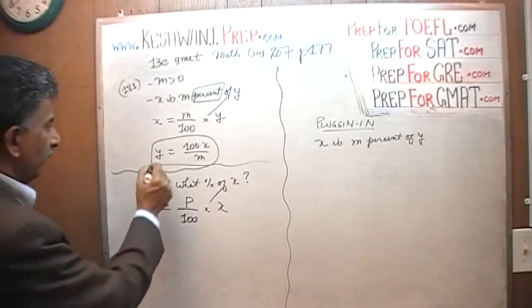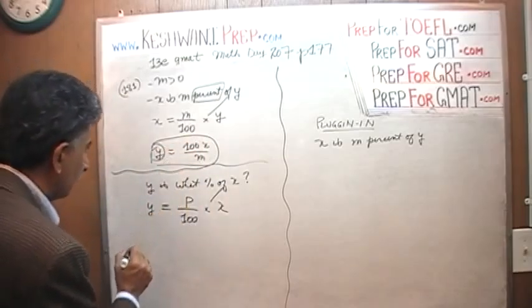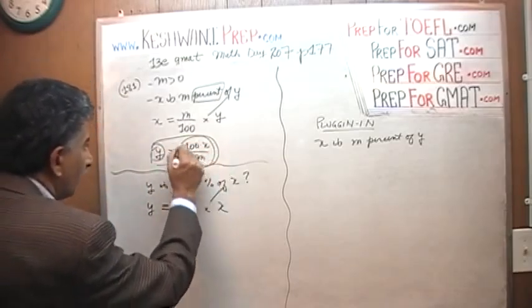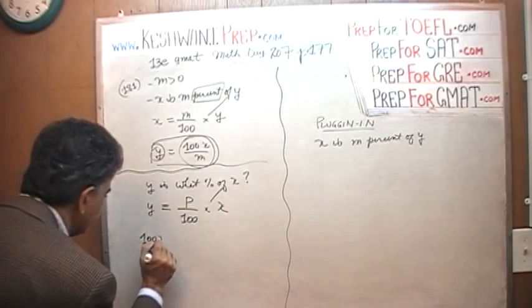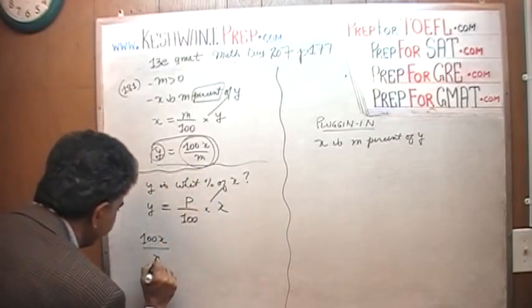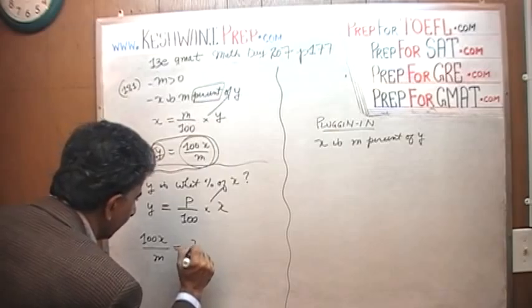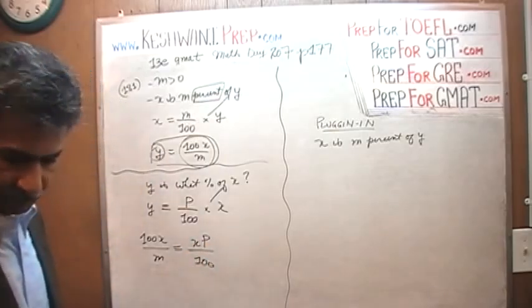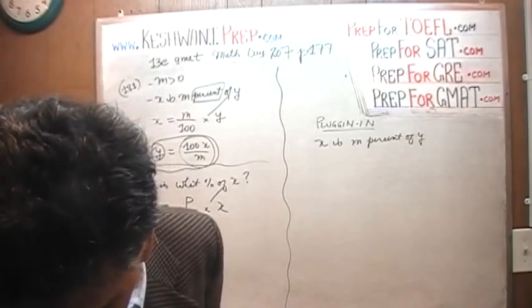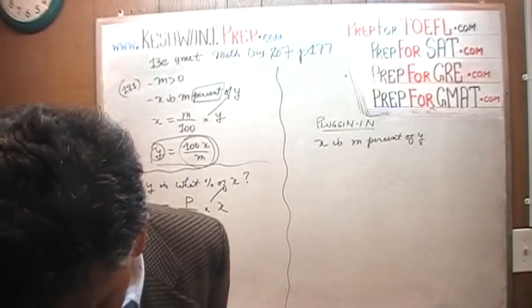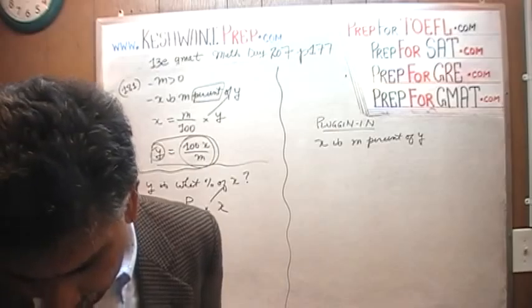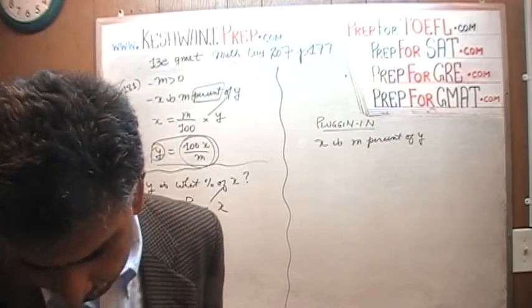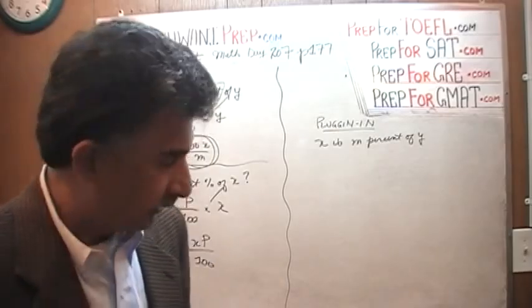And we know what y equals to. Y equals this quantity, so we're going to put it here. Y equals 100x over m equals x times p over 100. Let's see what the question is actually asking. In terms of m, y is what percentage of x?